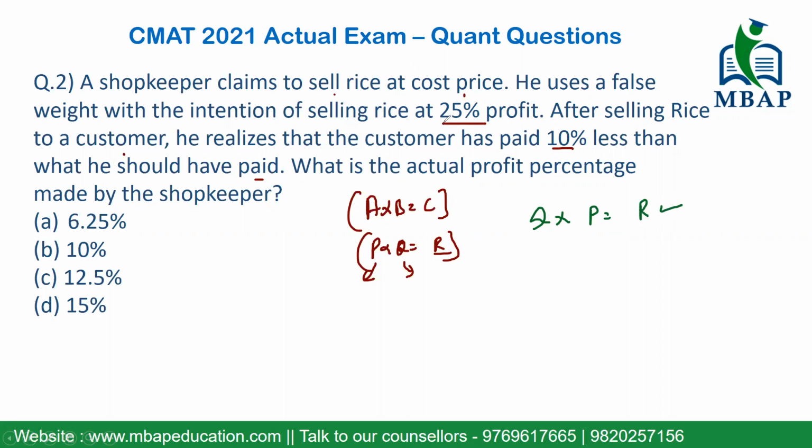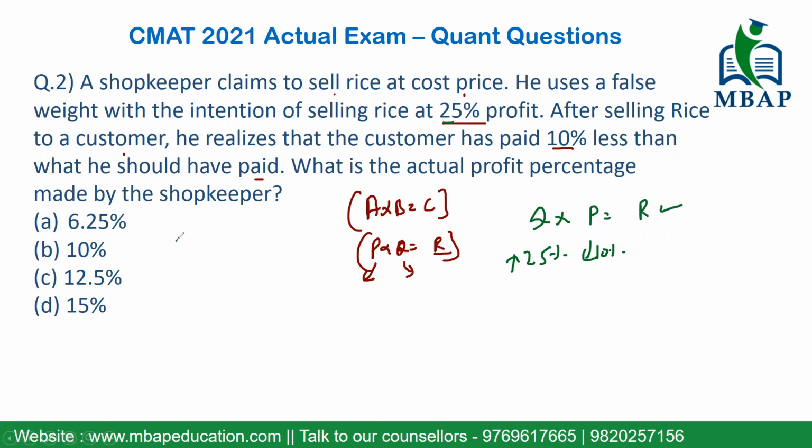The intention is to make 25% profit by using false weight. So my profit here will be 25% on the quantity side. And the question says the customer has paid 10% less. So price is basically going down by 10%.